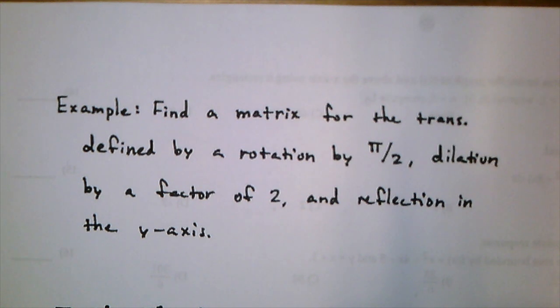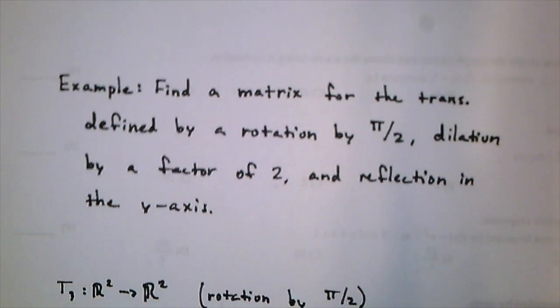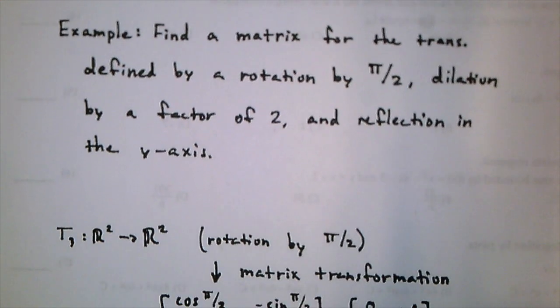In this video, I will work through an example where we need to compose three transformations. Here's the problem. Find a matrix for the transformation defined by a rotation by pi over 2, dilation by a factor of 2, and a reflection in the y-axis. We saw these kinds of transformations before.